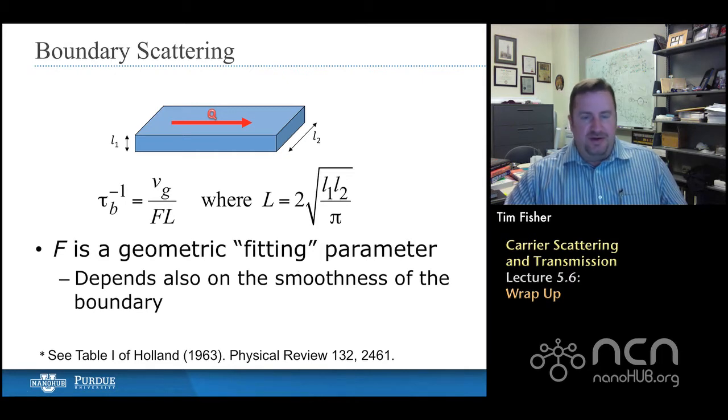And then this factor F is one of these engineering fitting parameters that depends a little bit on the geometry and more so on the smoothness of the boundary. Because what happens is if you had a specular boundary, that means that a carrier, when it hits the boundary, it reflects like a mirror. In that case, heat flow in the direction of interest here, that's the direction of the red arrow, would not be impeded at all. And so we wouldn't want to count that as a contributor to thermal resistance or an impedance to thermal conductance.